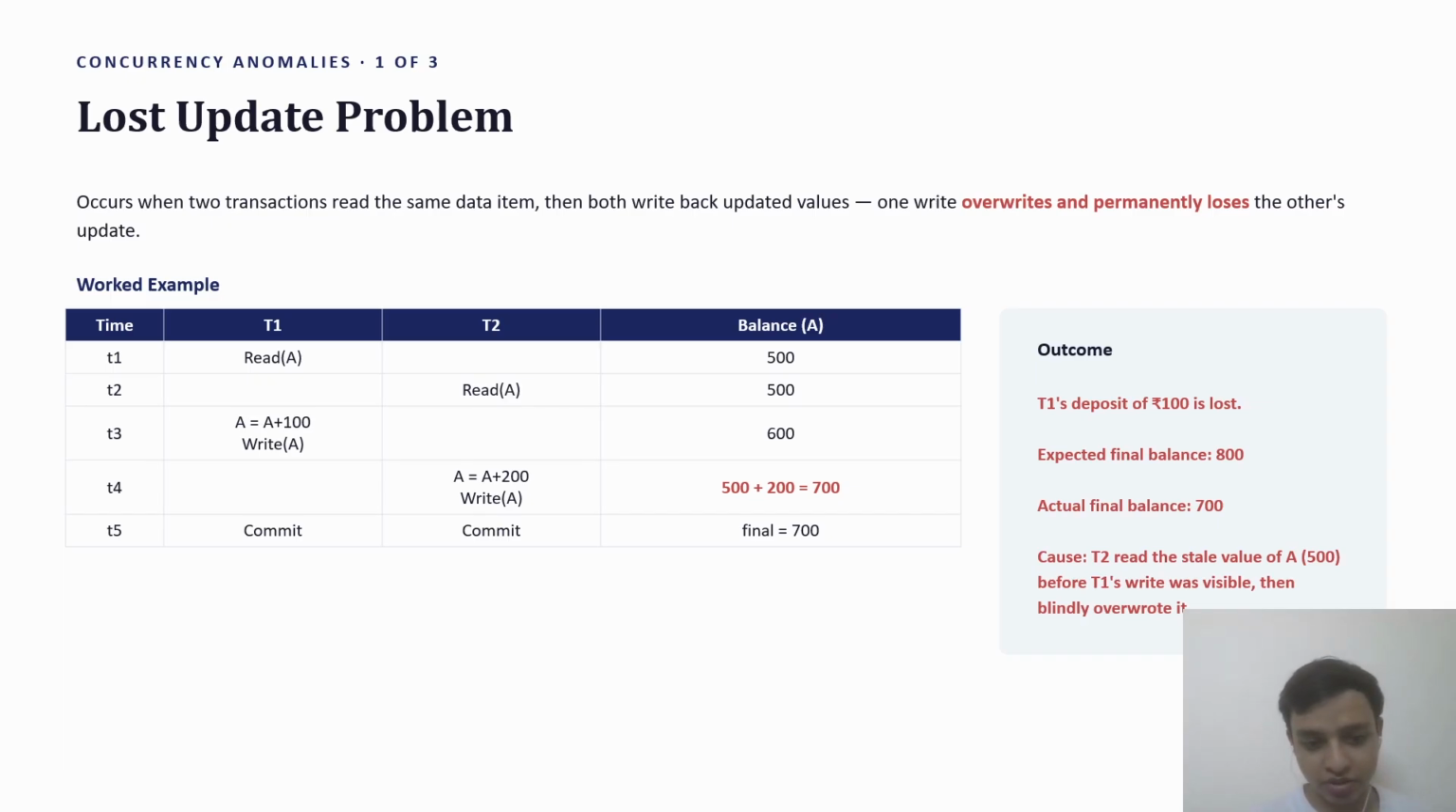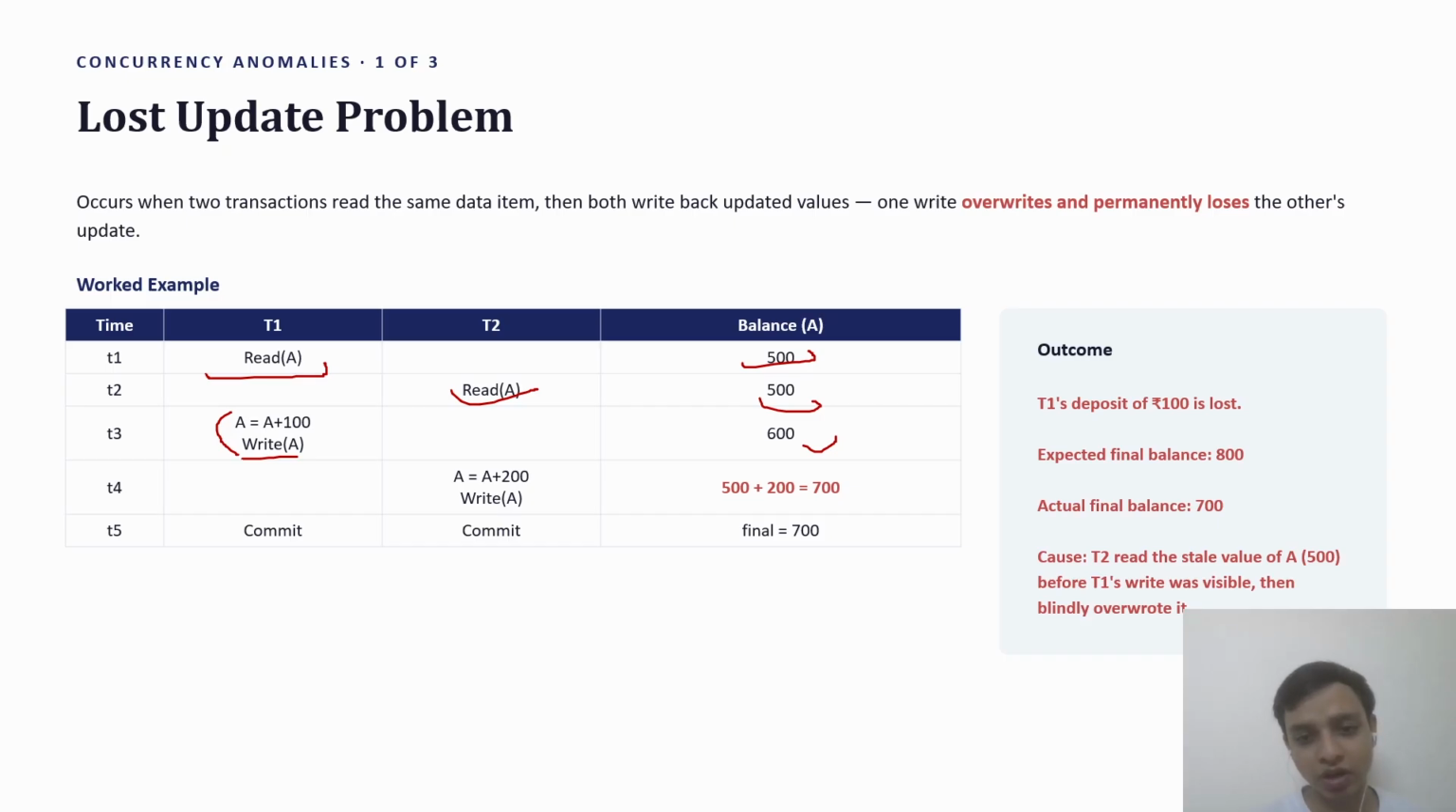Now let me walk you through the example. These are two transactions which are showing balance in account. Transaction 1 reads A, which means it reads the balance. Balance is 500, it reads it. Now transaction 2 reads it, it is 500. Everything is fine up to now. Now there is an update. Transaction 1 adds 100 rupees to my account. It's 600 now and it writes it.